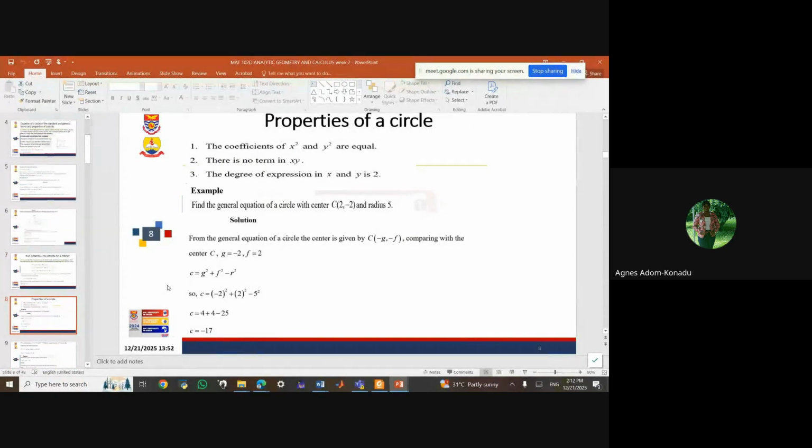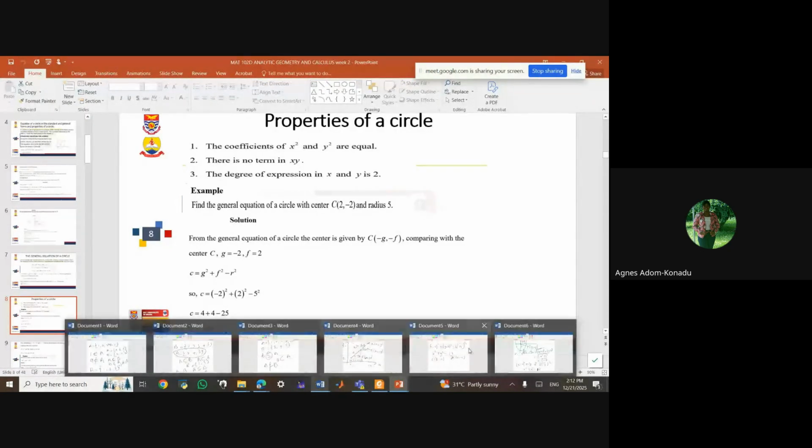So we want to continue. We want to look at some properties of a circle. Always note that the coefficients of x squared and y squared are the same. So when you have an equation and want to find out if it's the equation of a circle, make sure that x squared and y squared have the same coefficients.